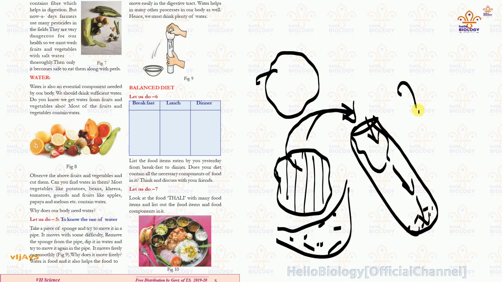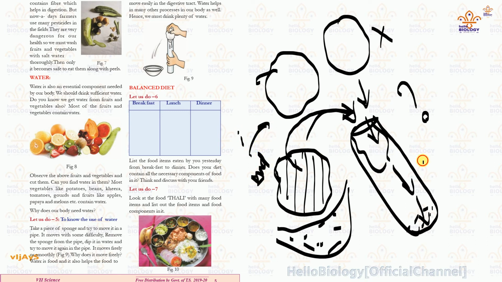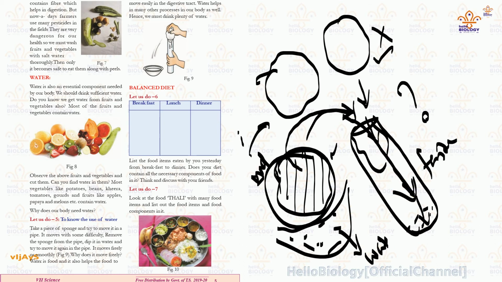So how can you imagine this? When a dry one is inserted into the test tube, it moves with difficulty. When the wet one is inserted into the test tube, it moves very fast. What is the difference between the dry and wet one? Water. So when water is present in our food material, it goes easily into our mouth. That is the basic concept to understand.